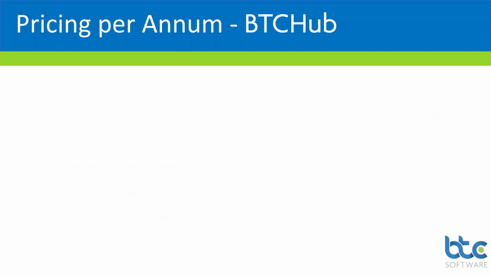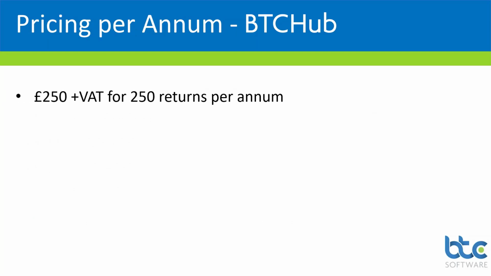So if we take a quick look at the pricing now for BTCHub, it's going to be £250 plus VAT per annum, and that's going to cover you for 250 VAT returns. So it's not 250 clients, but 250 VAT returns, which, if you submit quarterly VAT returns for all your clients, is going to work out to about 62 clients altogether. And you can always purchase additional returns at 125 returns for £125 plus VAT. And you can also add additional users as well.